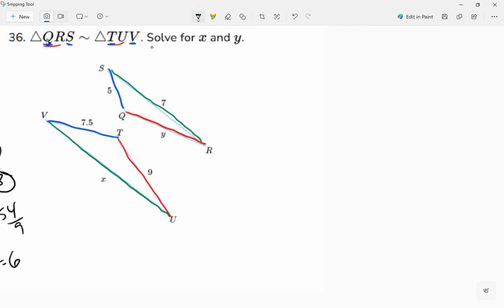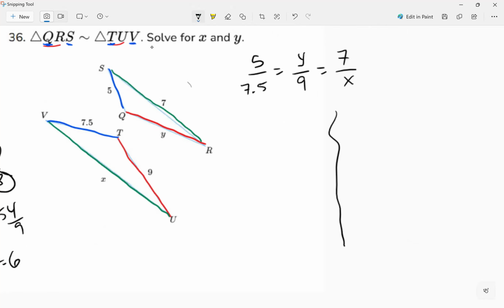Let me write my three fractions because I'm solving for two letters, in this case for x and y. Let me look at my first triangle here, the triangle QRS. Let me write the measurements. I'm going to write the 5, the y, and my 7. Those are the three measurements from that triangle. So I know 5 is corresponding with 7.5. My y is corresponding with 9, and my 7 is corresponding with x.